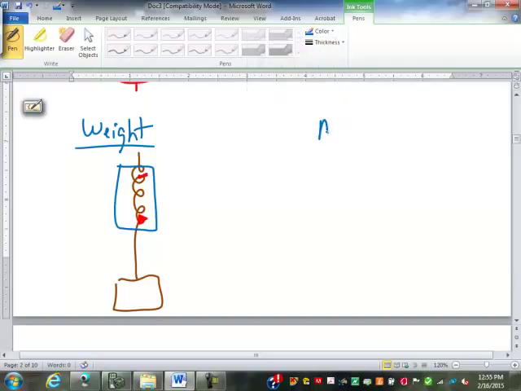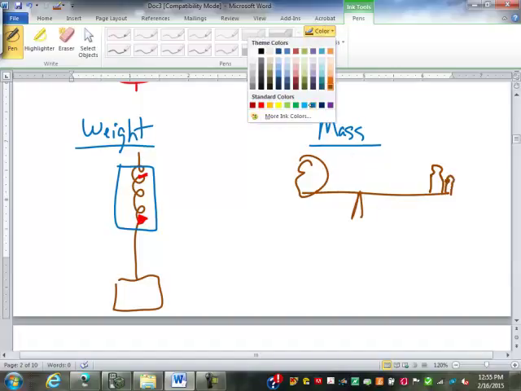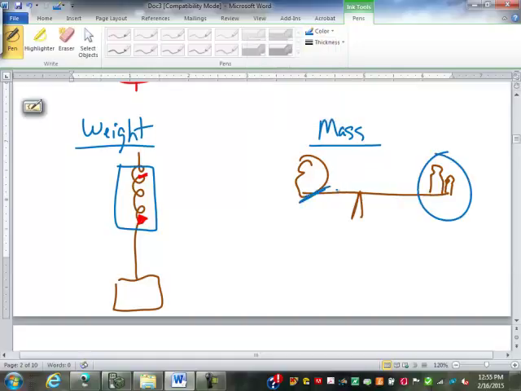Mass, on the other hand, is compared to other known masses. So we use a balance. We have the object that we're measuring on one side, and on the other side we have our known masses. And we just stack them up until this thing balances. And once it balances, we add up what these known masses are, and that's the mass of the object that we were looking for.